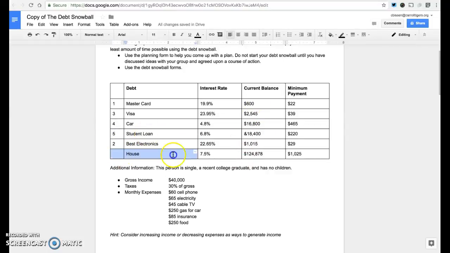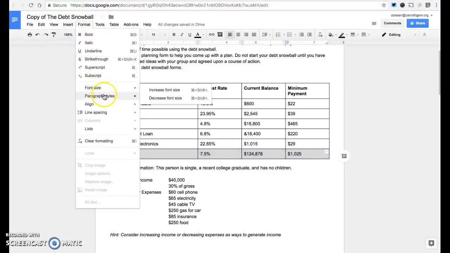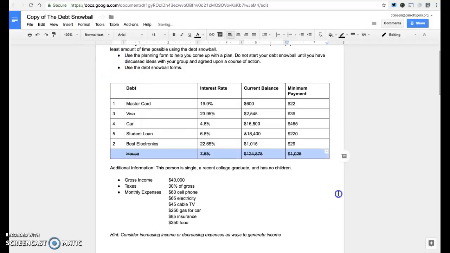We never pay off our house in the debt snowball because that's a step on its own. If you guys look back at your 7 baby steps, that's its own step. So I can just go here to this strike through and cross that off because we're not even going to pay that. So you shouldn't even have a number under here because we don't do that in the debt snowball.